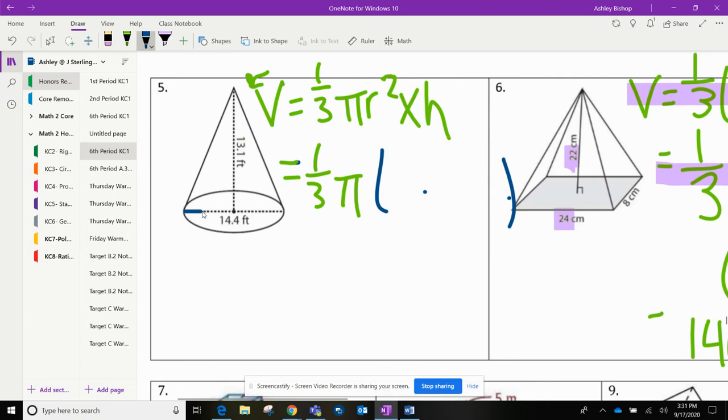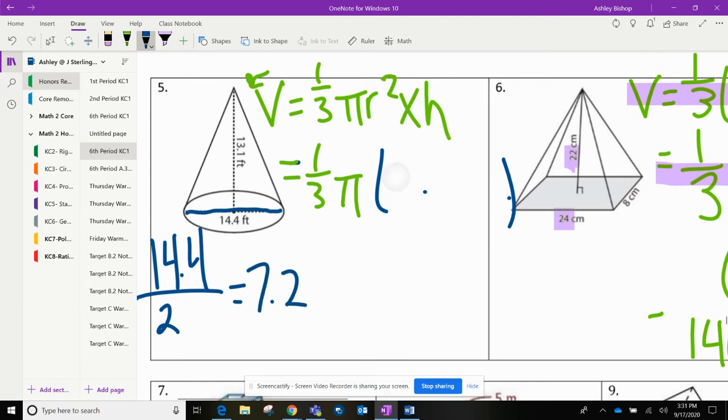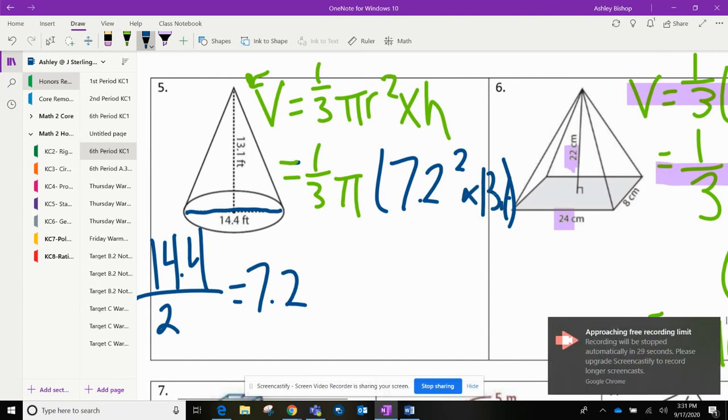Notice though, my r goes through half of my circle. And I give you the entire thing here. So my r goes through half of my circle, so I need to take half of this 14.4. So I need to divide that by 2, and I'm going to get 7.2. So pi r squared is 7.2 squared. Times h. H is 13.1.